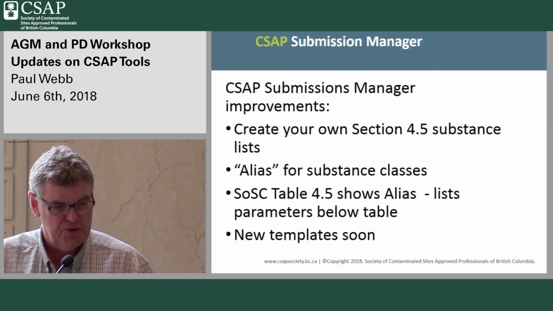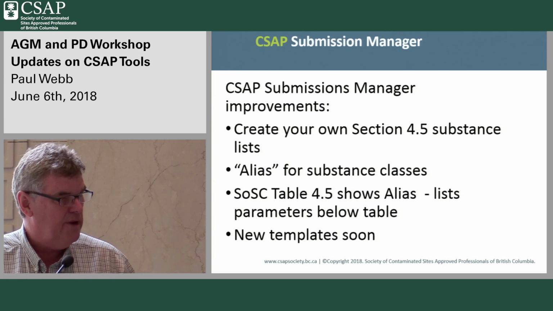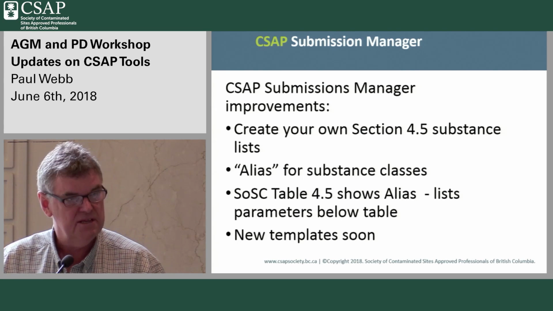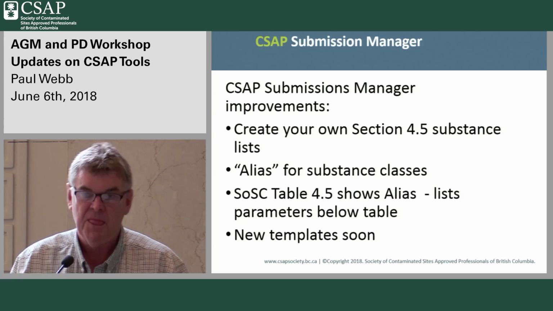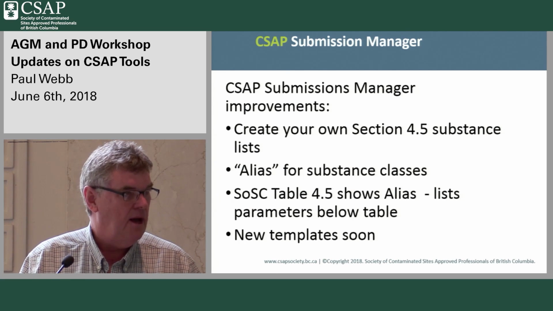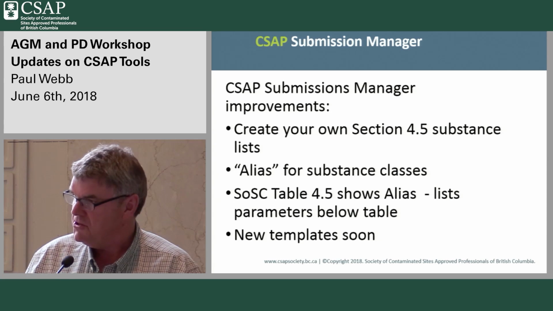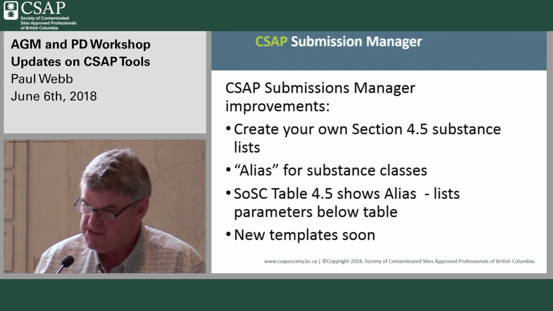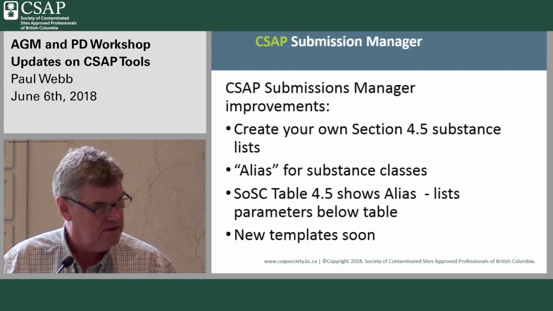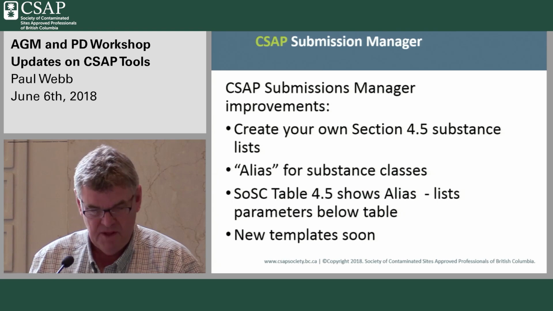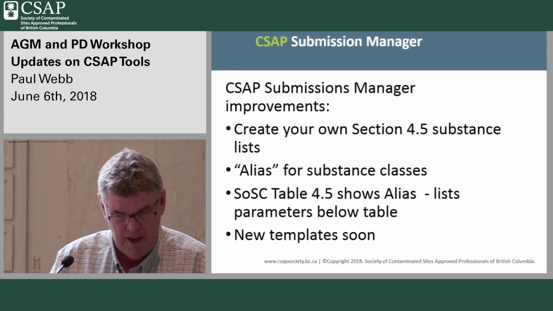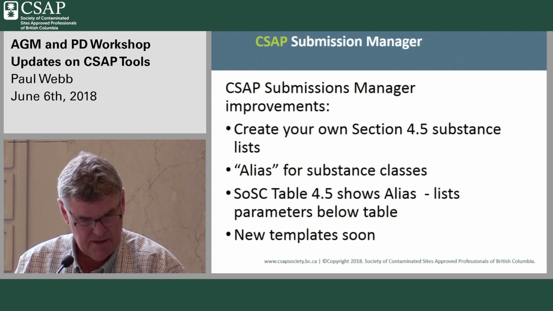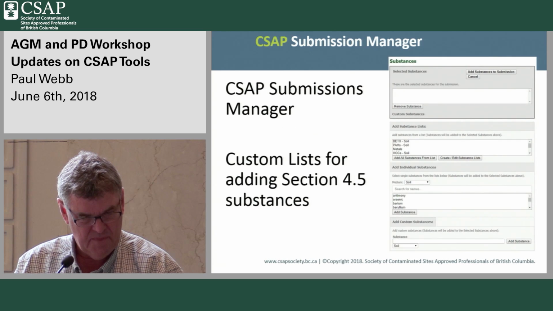So the idea is to create these lists and create an alias. Currently what we're doing is we're saying, okay, VOCs, and then we've got a legend underneath that says which VOCs we've investigated for. So you'll be able to name this list. You'll have a name for it that hopefully you'll understand what it means, but you'll be able to name it VOCs, and it will go into the summary of site condition under VOCs, and then you'll have a listing of that afterwards. We're also updating the templates for that, and so that will be soon as well.